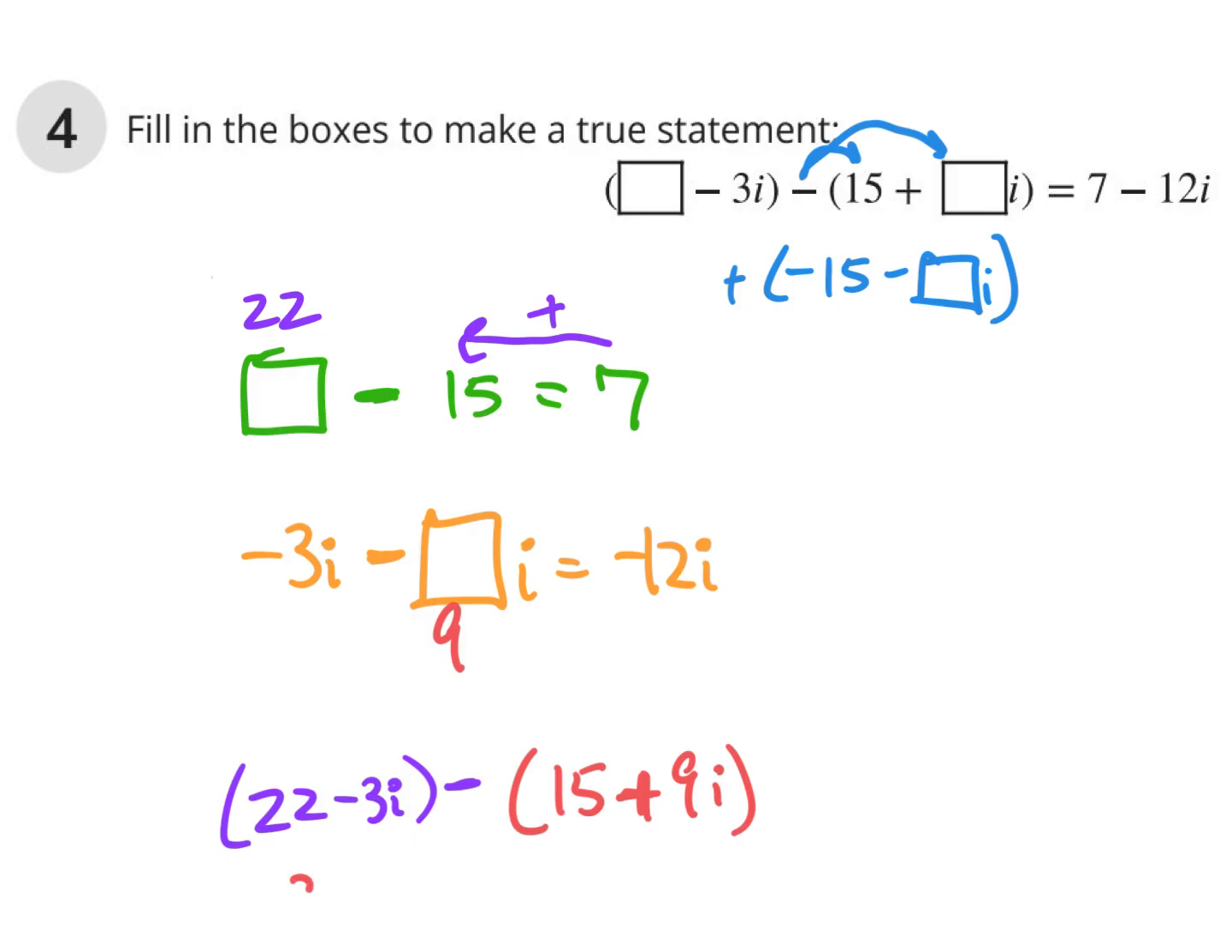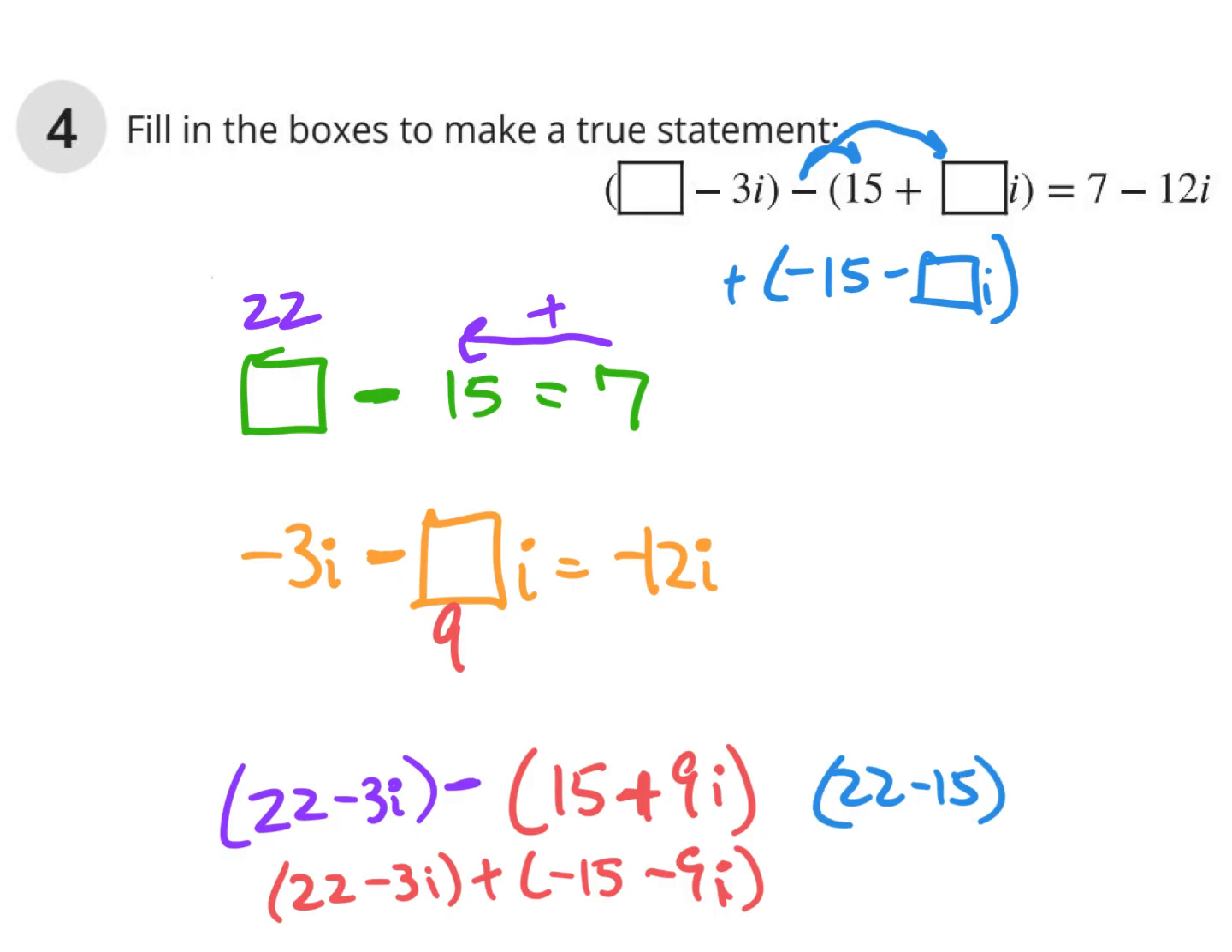And then after we change the sign, things look a little bit better. And we put the real numbers with the real numbers and the imaginary numbers with the imaginary numbers, and we should get 7 and negative 12i, which we get.